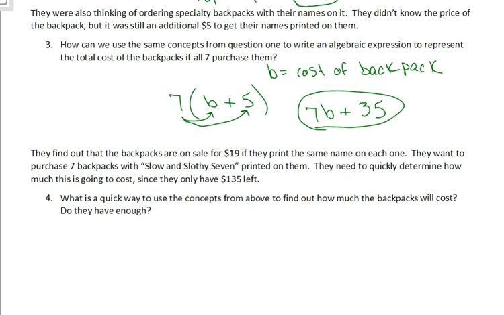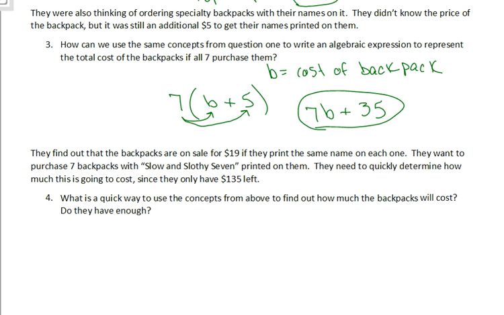Okay, one more. It says they find out the backpacks are on sale for $19 if they print the same name on each one. They want to purchase 7 backpacks with Slow and Slothy 7 printed on them. That's going to be the name of their little gang. They need to quickly determine how much it's going to cost since they only have $135 left.